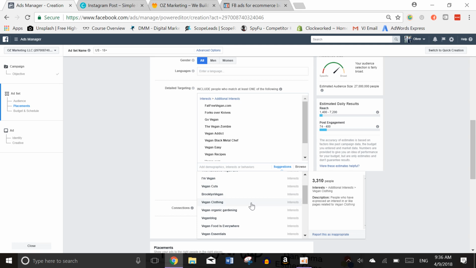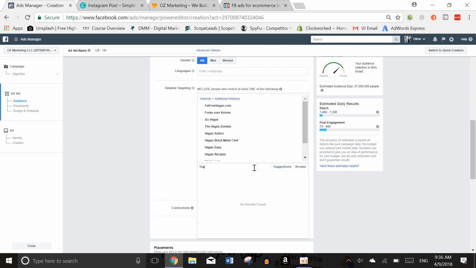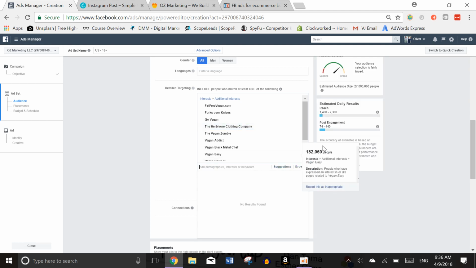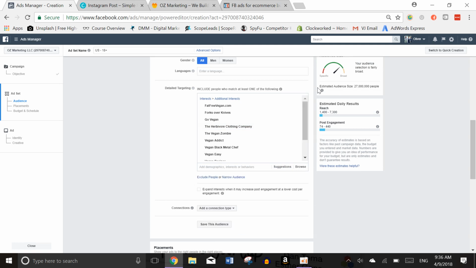Vegan clothing. If you're selling some apparel, vegan apparel, this is a really great one to have because then it's going to show you also. I also like to add in the herbivore clothing company. Okay. If you look over here, estimated audience size, you've got an audience of 27 million people because obviously many non-vegans have probably already liked one of these pages, right? Okay, so what do you do next?